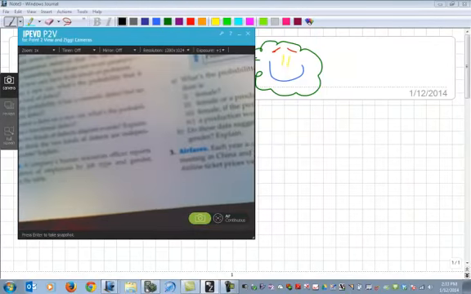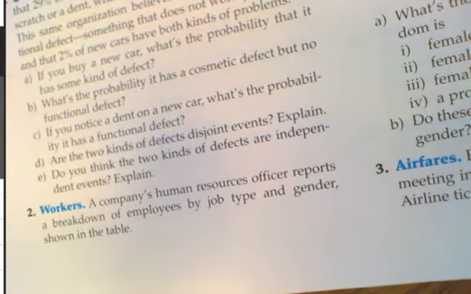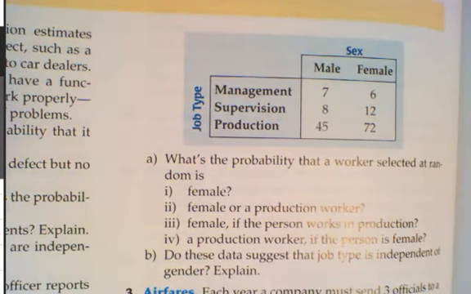is basically some workers, and it's a company's human resource officer, and they report a breakdown of employees by job type and by gender. And then over here, they give you a table, and then they ask some questions. So before I ever get started on a problem, I read through my questions. So we're going to need to answer the probability that a randomly selected worker is female, female or production worker, production worker if the person's female, and does the data suggest that job type is independent of gender, and then explain.